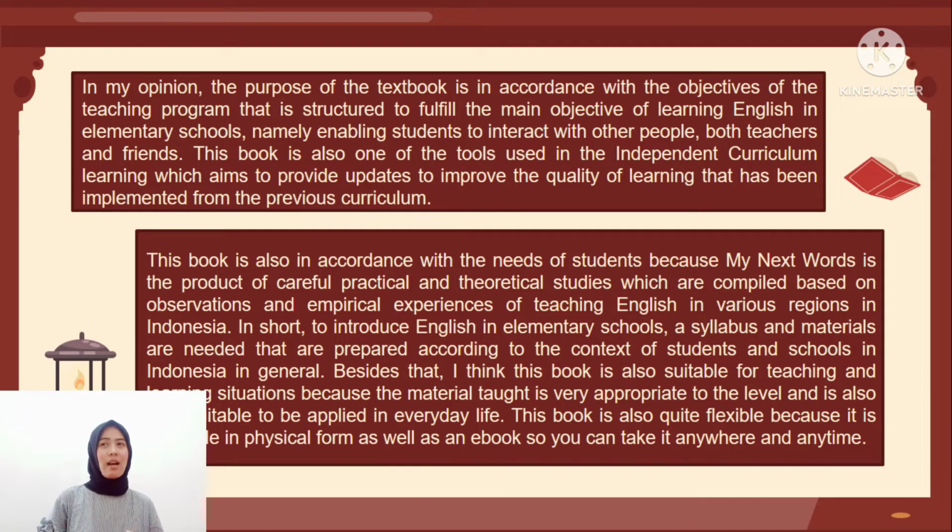Besides that, I think this book is also suitable for teaching and learning situation because the material is very appropriate to the level and is also very suitable to be applied in everyday life. This book is also quite flexible because it is available in physical form as well as an ebook, so you can take it anywhere and anytime.